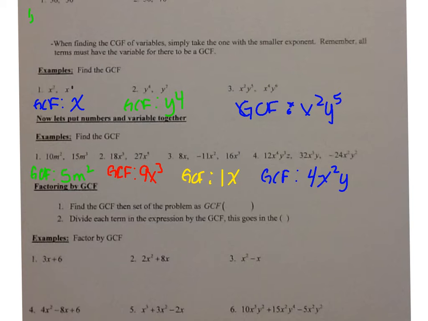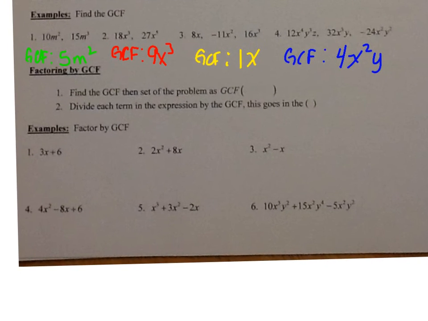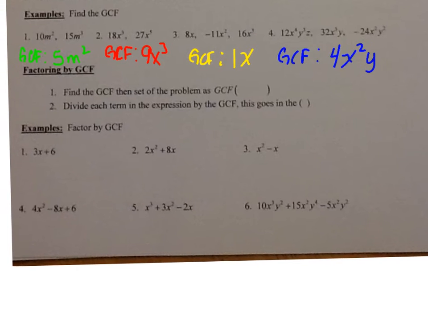All right, so now how do we factor? So let's just move this stuff up here. All right, so when we factor by GCF, remember, when we factor, we're putting something in a multiplication form. So first thing you're going to do is find the GCF, and then you're going to set up the problem as the GCF goes on the outside of parentheses. And then you're going to take each term in the expression, divide by the GCF, and that goes inside the parentheses.